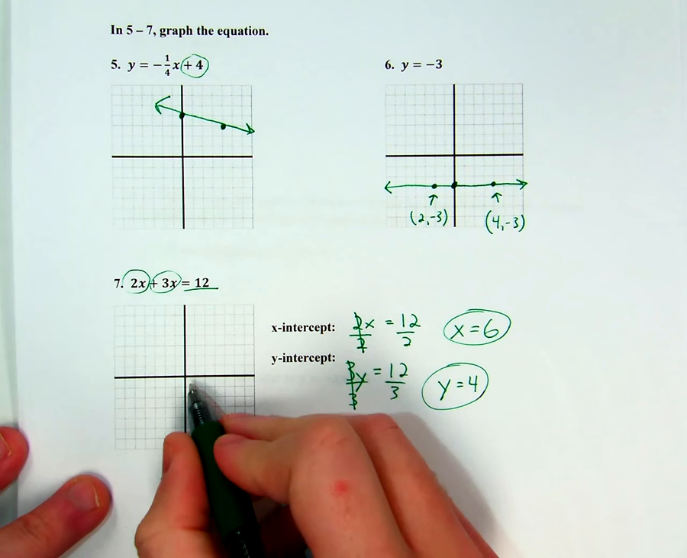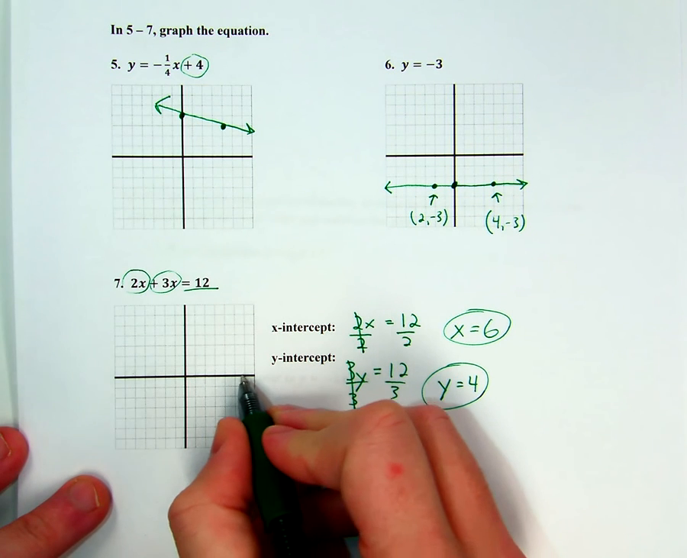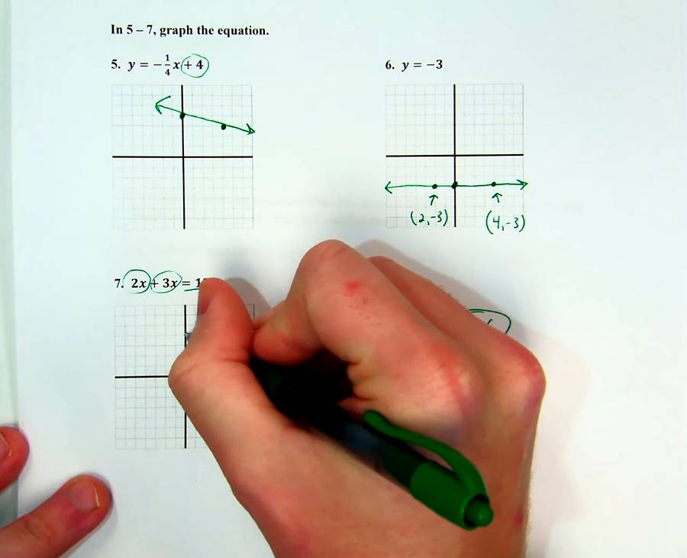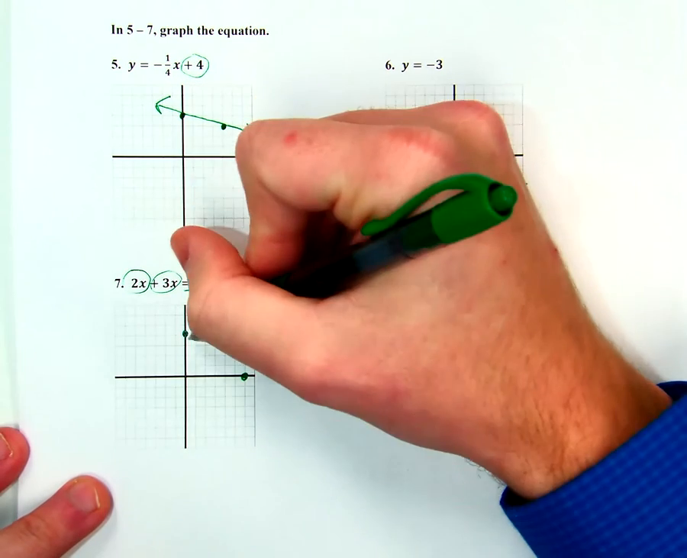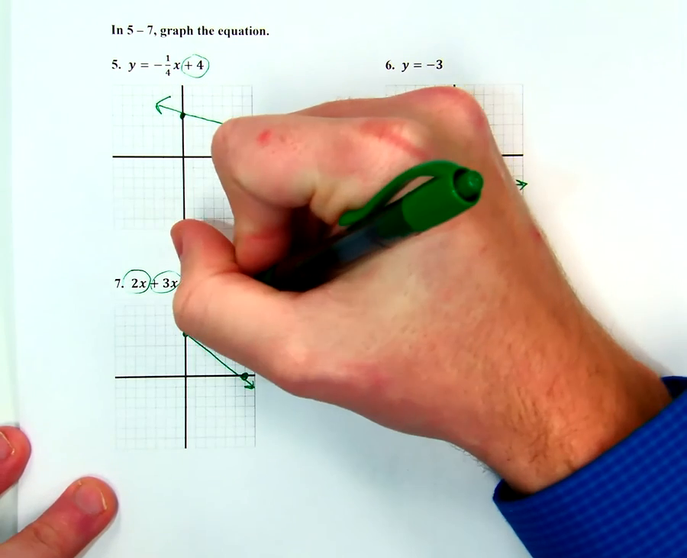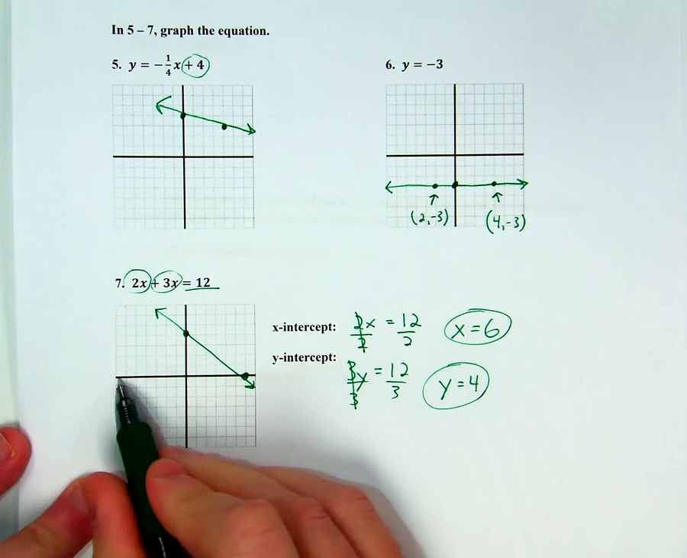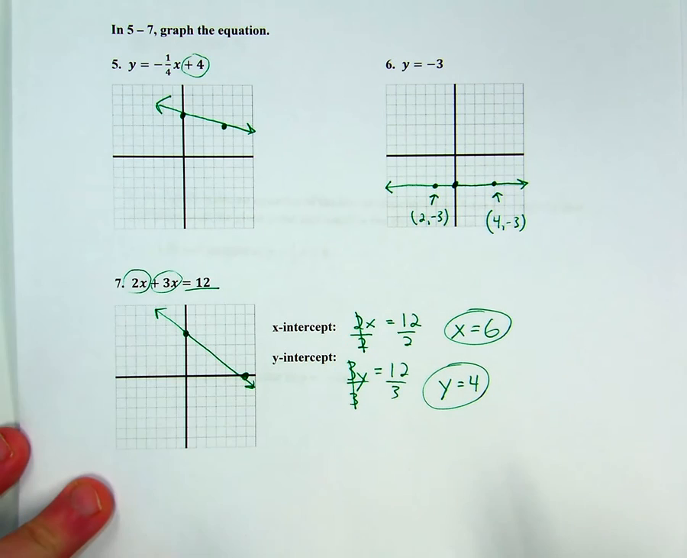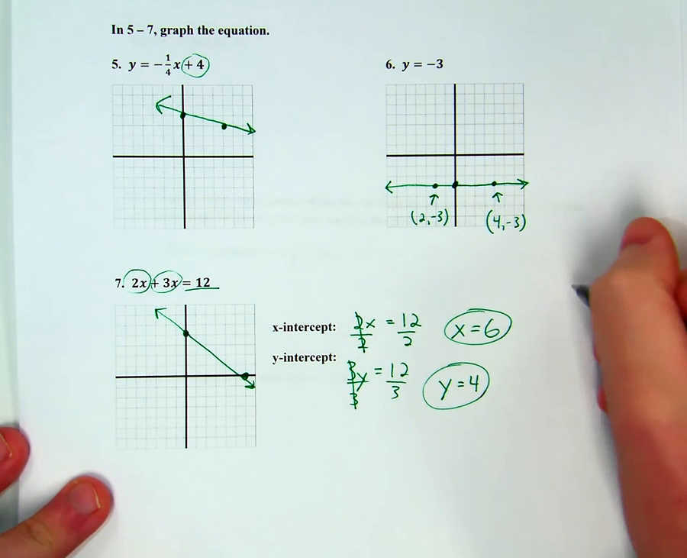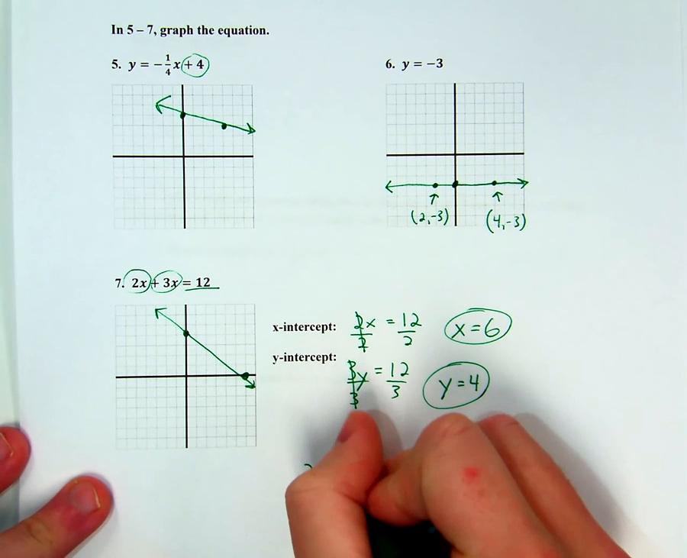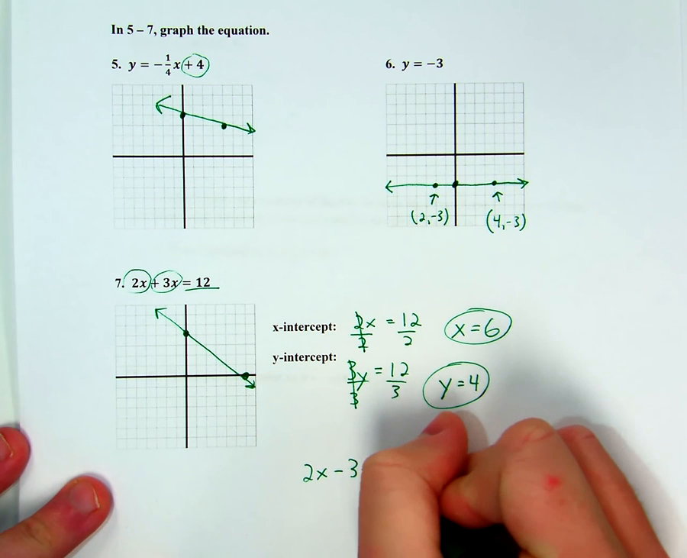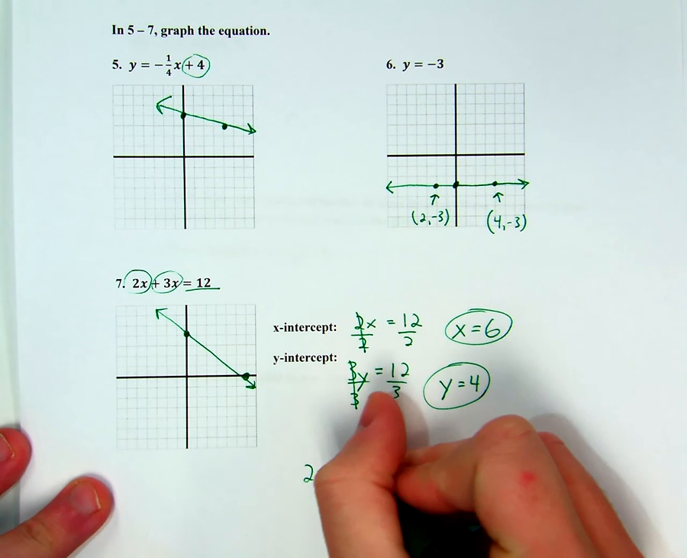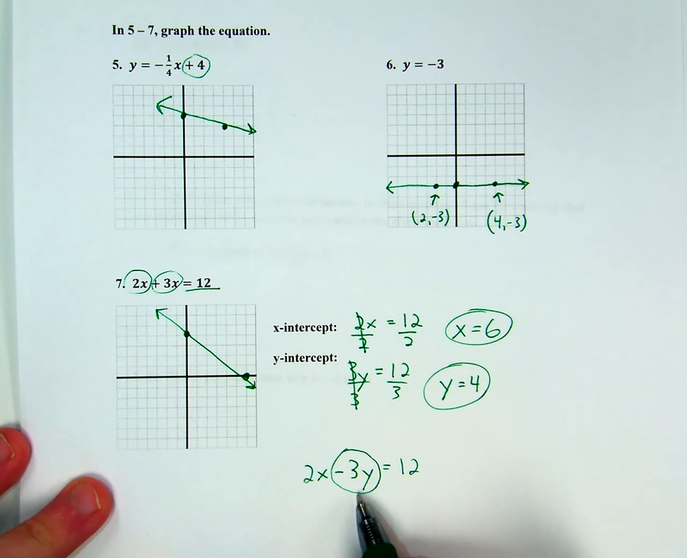Once we know the intercepts, we can graph them. X equals 6, y equals 4, and draw a line through them. The x-intercept will always go on the x-axis. The y-intercept will always go on the y-axis. It's important to remember with these problems, if you had something like 2x minus 3y equals 12, you would have to remember that that negative sign stays with the 3.